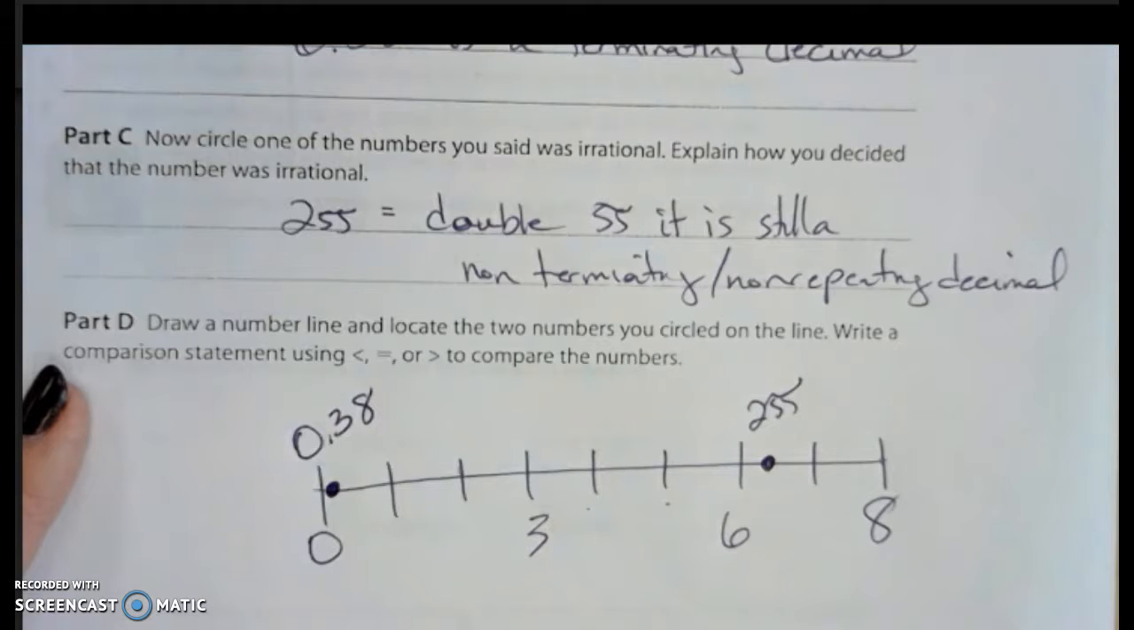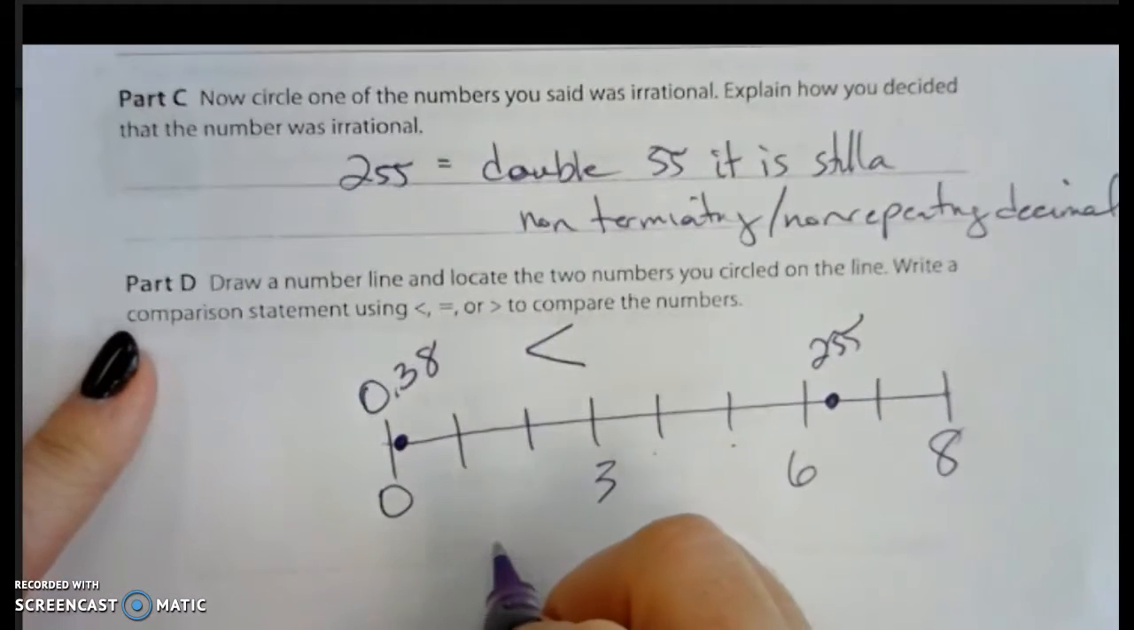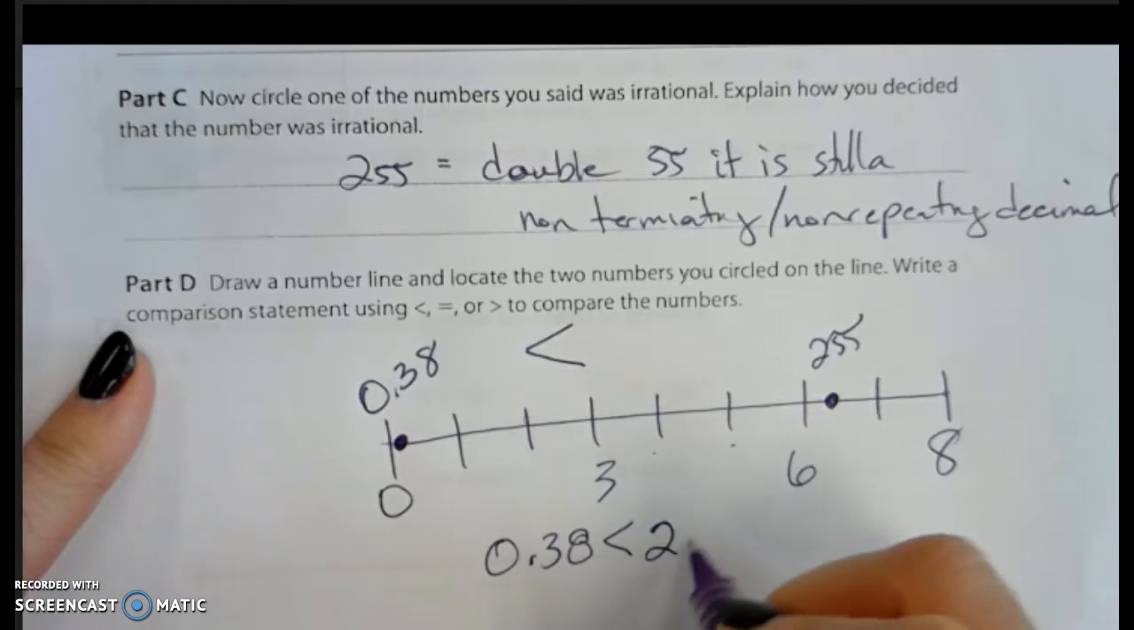And then they said to write a comparison statement. 0.38 is less than 2 pi. In a perfect world, you would have probably written 0.38 is less than 2 times pi.